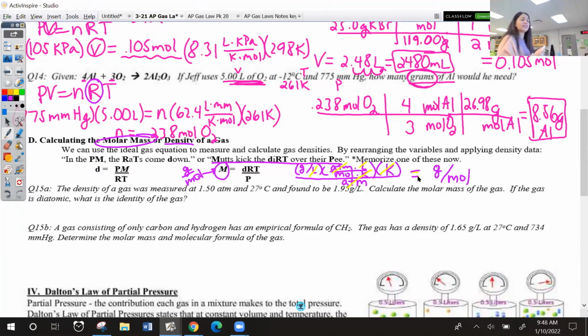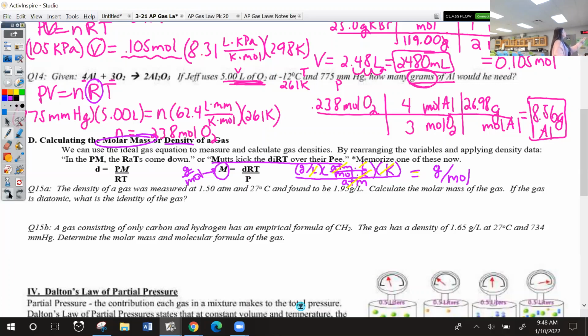Okay, so I do like to rearrange it. I rearrange it right away if I'm looking for density. So pretty easy. Remember, you're just going to cross multiply. So if instead I was looking for D, I would just switch it. Actually, let's do it right now. This first one wants the molecular weight. The second one wants the density.